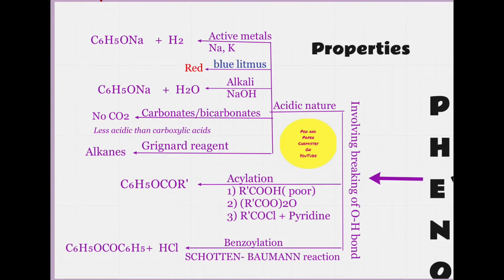What is acylation? Acylation is replacement of the hydrogen by an acyl group. That means CH3 C double bond O group. Under acylation, we have listed 3 reagents by which we can bring about acylation. So I can use a carboxylic acid, I can use an anhydride, for example acetic anhydride, or I can use acetyl chloride in the presence of pyridine. So let us write these reactions.